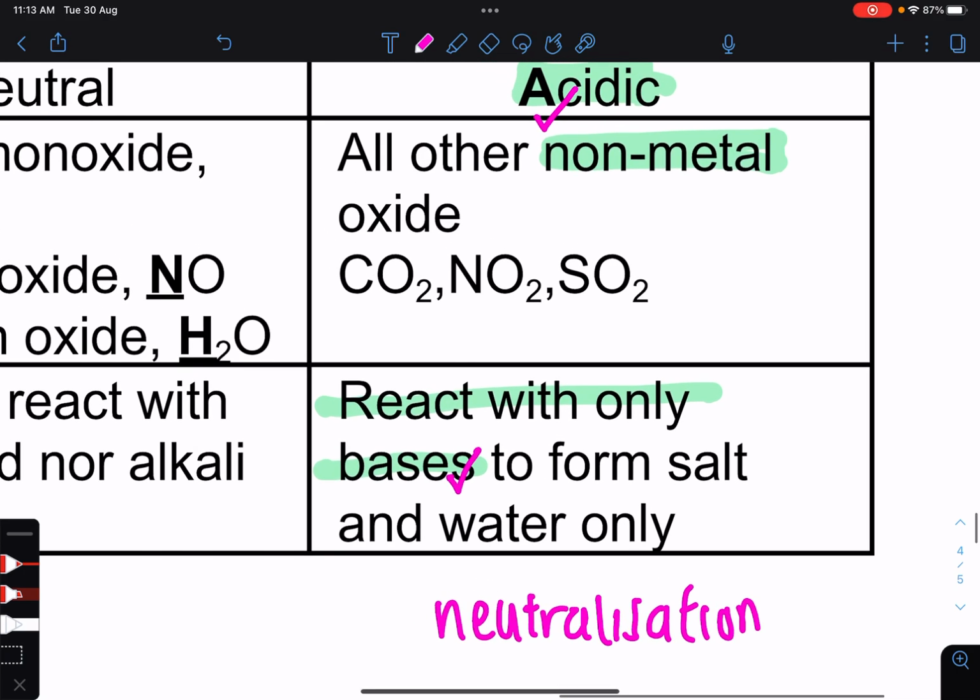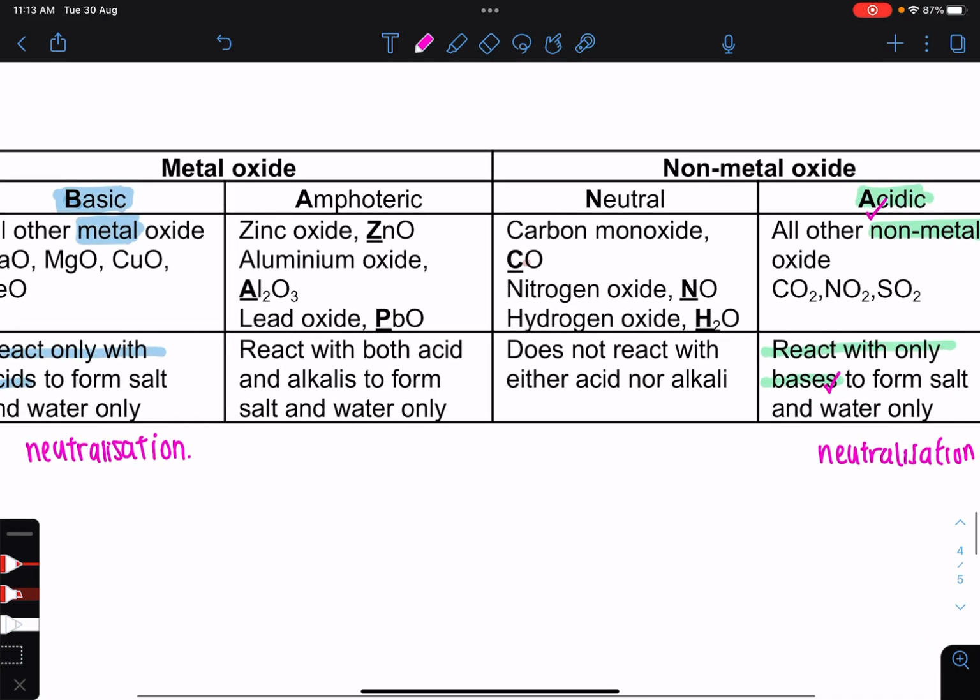Okay, now when it comes to the amphoteric oxides, its name is very long, right? So you can remember this way. Amphoteric oxide name is very long. We remember it by thinking of Lazada, right? So because its name is very long, it will undergo a lot of reactions. It will react with both acids and alkali in the same type of neutralization reaction.